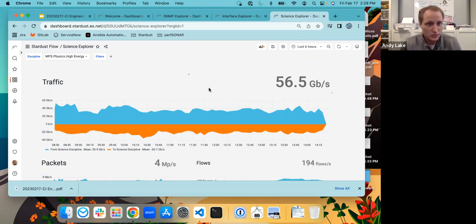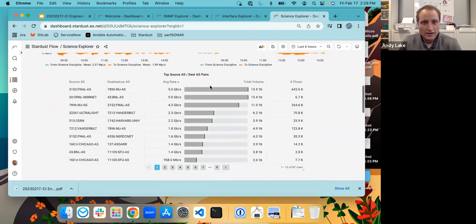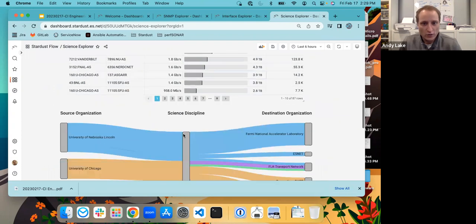So there's something called the Science Registry, where people could add information about IP prefixes and things like that, and the projects they're associated with. And then, using that, we could augment the flow data with that information and filter it like this. So we can look at high energy physics data and see where it's going.